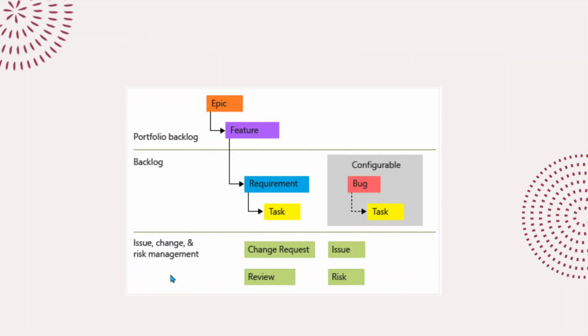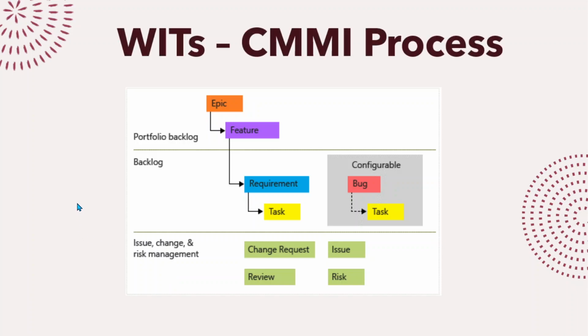Okay, finally we have something called the CMMI process. This is the work item hierarchy of the backlog of the CMMI process. Here again we have requirement and task to track the work, bugs to track the code defects, and epics and features to group the work under larger scenarios. And finally we have issue, change, and risk management.